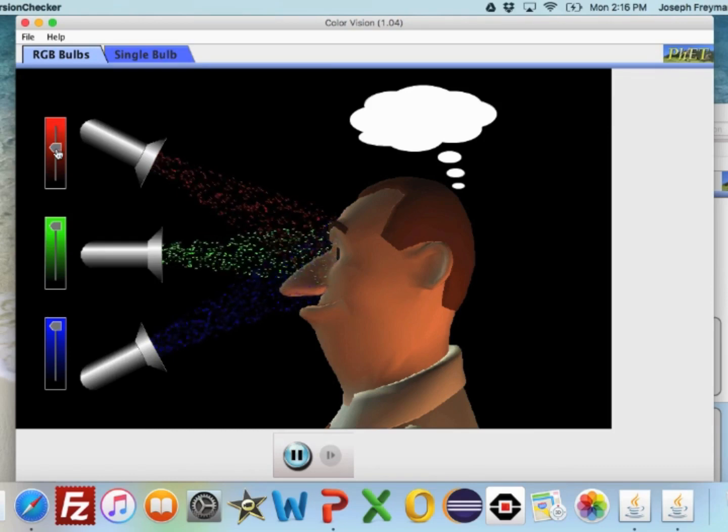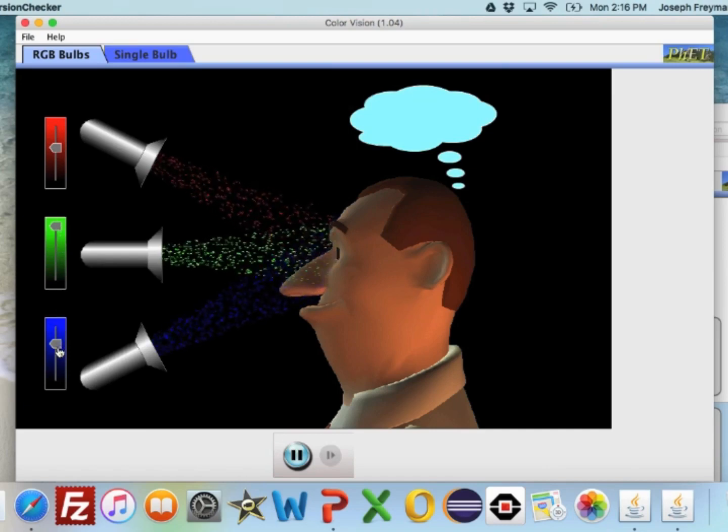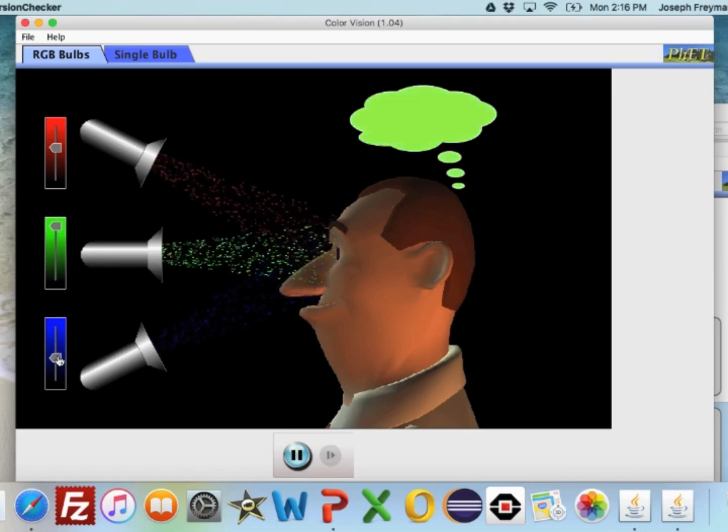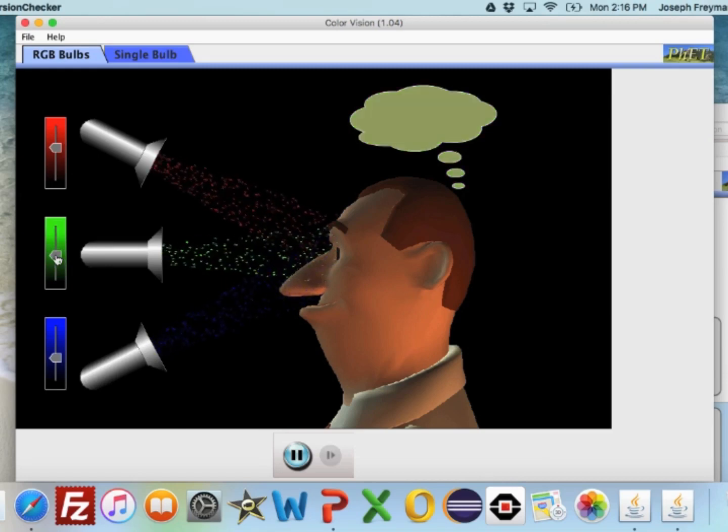So say we decrease red a little bit, and let's say we decrease blue a little bit. Well, now what is he seeing? He's seeing kind of a, I don't know, it looks like kind of a weird green. If we give him less green, well, now what he's seeing is kind of, I don't know how to describe it, almost a lavender, or a brownish purple. It's hard to describe that color.